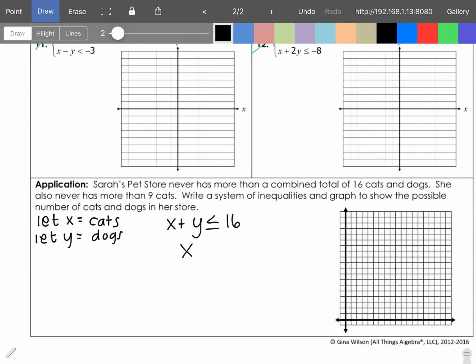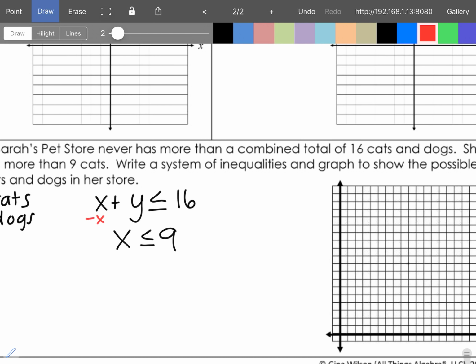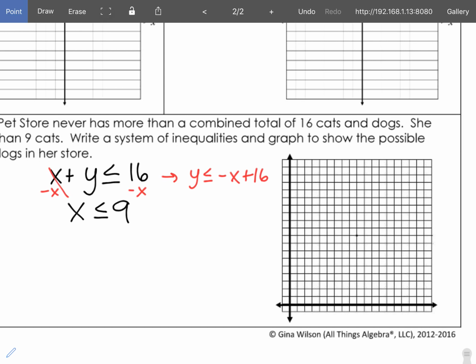Okay? And then it also says she never has more than 9 cats. So here's cats, cats is x. She never has more than that. So it's always going to be less than or equal to because she never has more than 9. So now we can graph these two. All right, so the first step, let's subtract x. So this equation is y is less than or equal to negative x plus 16. Remember, we don't flip the sign because we're just subtracting x from both sides to get y alone. The way we graph is always to get y by itself, but we're subtracting x. We're not dividing by anything or multiplying. So we don't flip the sign, it stays the same.